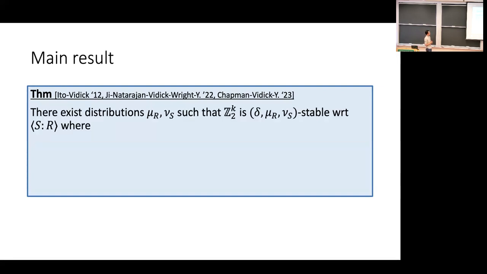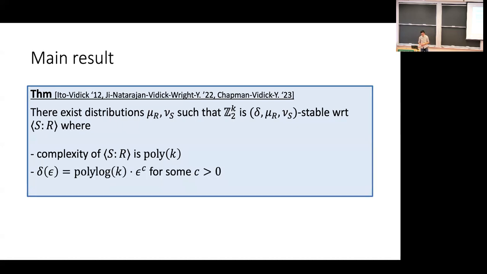So there exist some distributions, not uniform, mu r and nu s, and a presentation of Z2 to the k, where this group is stable. And the complexity of this presentation is poly k, so it's polylogarithmic in the size of the group. And the modulus of stability doesn't quite meet the gold standard, but it's good enough for what we need. So it depends on some polynomial in epsilon, and it's multiplied by polylog in k.